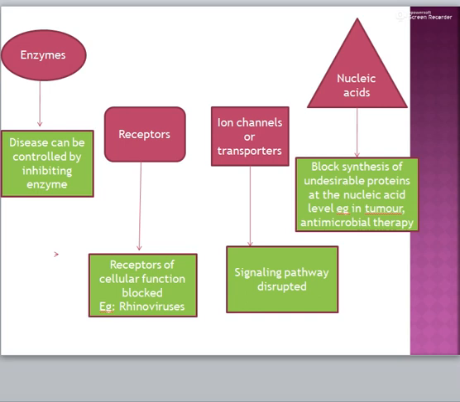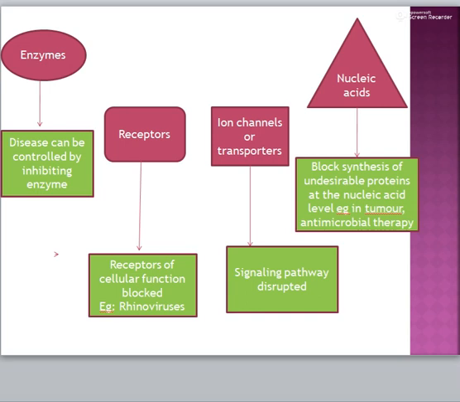Another thing that we have is receptors. The receptors of the cellular function can be blocked, as in the case of rhinoviruses. The receptors are molecules on the surface of the cell with which the pathogen can enter into the cell, or they identify the cells where they need to attack using the receptors. So by blocking the receptors, you can prevent the effect of that particular pathogen.